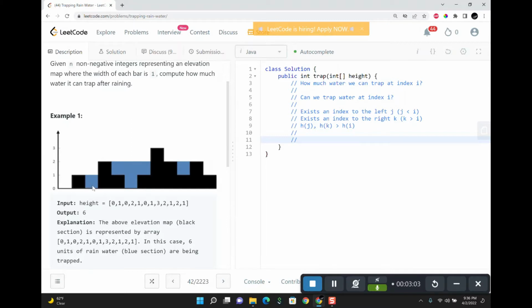At I equals 2, we can fill up water because I equals 2's height is 0, less than the previous index's height of 1, and less than the subsequent index's height of 2.